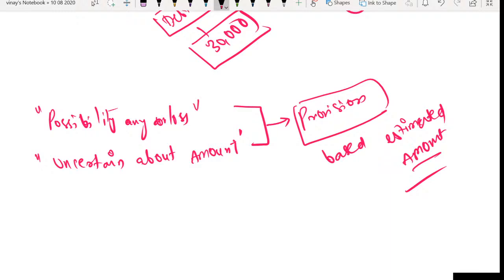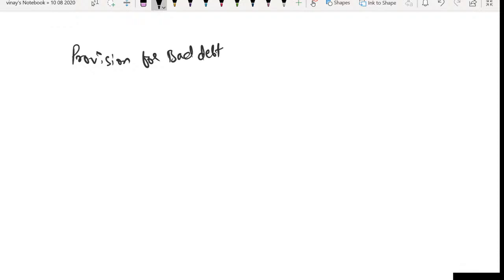See, generally, how will you create the provision? What is the entry I will pass? Provision for bad debts. Instead of bad debts, I'm writing provision for bad debts because the bad debt has not happened and I don't know the amount. So I'm just creating a provision. Provision for bad debts account debit to profit and loss account. So my sales got adjusted to this extent. He has to pay me 30,000. I have created around 20,000, as I thought 20,000 may not be paid.